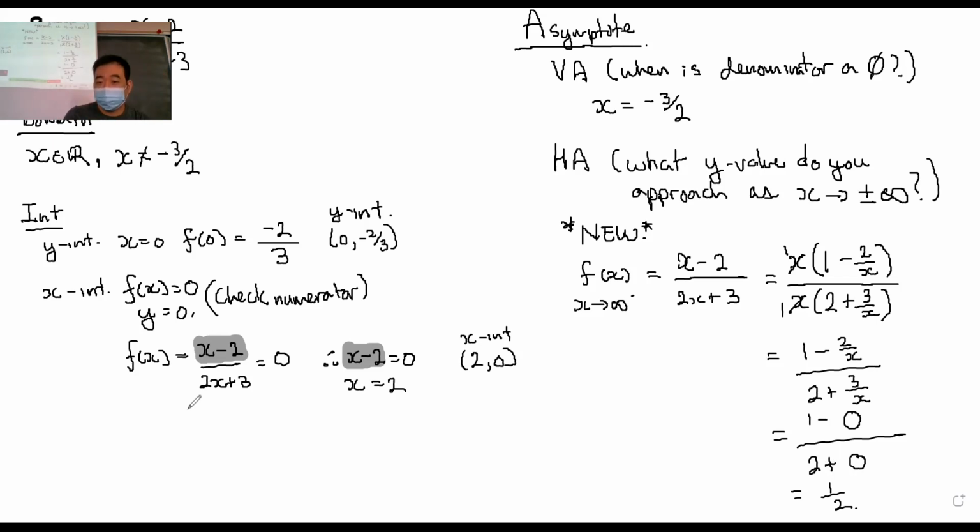Let's put it this way. 2 over a million is basically 0.000002. And 3 over a million is 0.000003. So it's basically 1 over 2. Is it actually bigger than 1 over 2 or smaller than 1 over 2? It's actually smaller. Think about it.